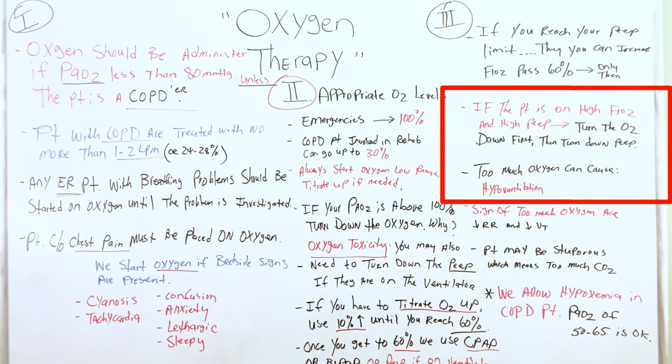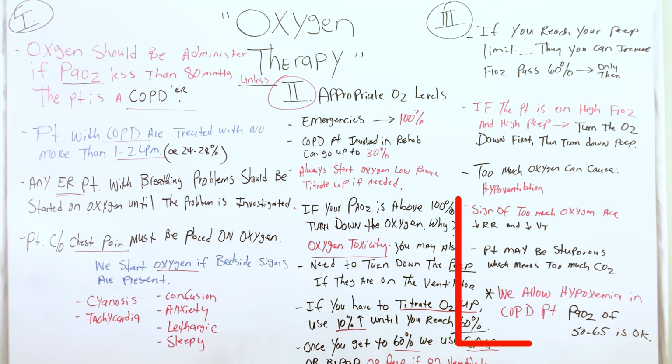All right? Now, too much oxygen can cause hypoventilation. And the signs of too much oxygen are a decrease in the respiratory rate, a decrease in the tidal volume, a dead giveaway that your patient is on too much oxygen. All right? The patient may be stuporous. It's hard for you to arouse them, which means that there is too much CO2 aboard.